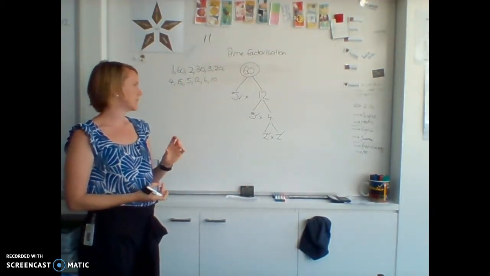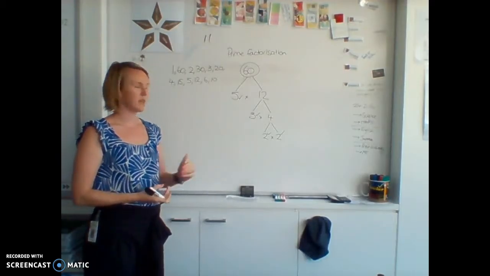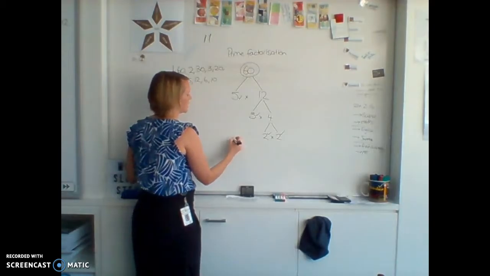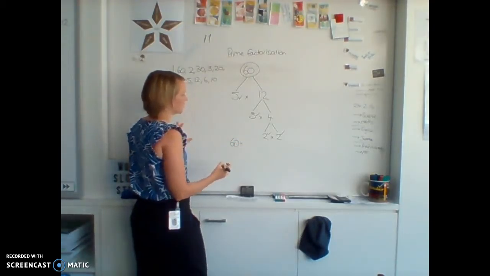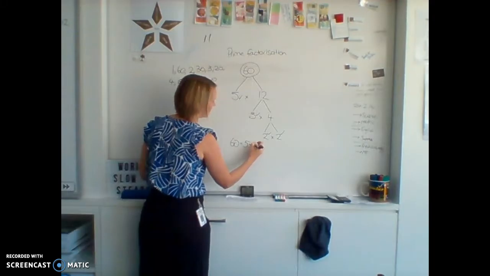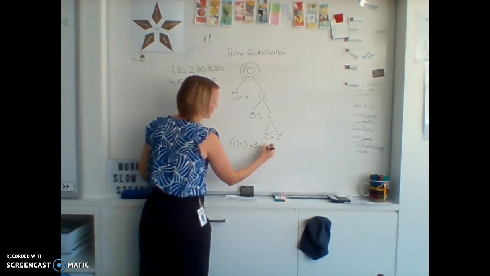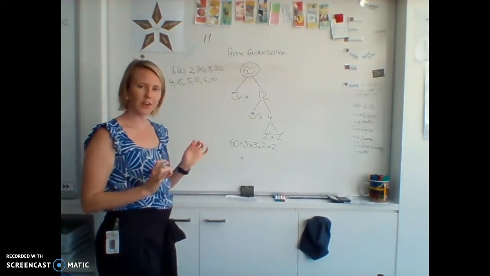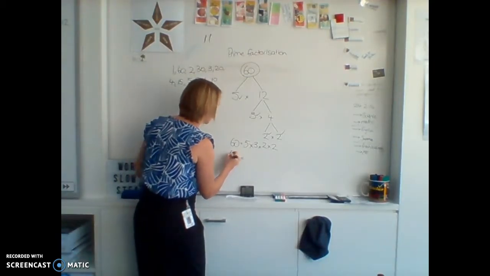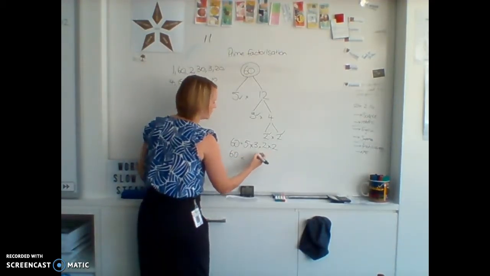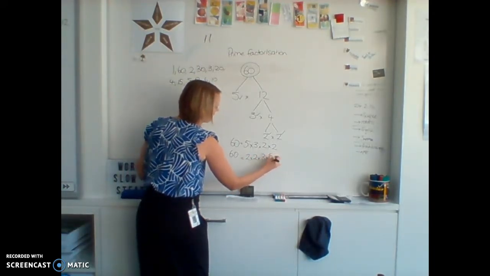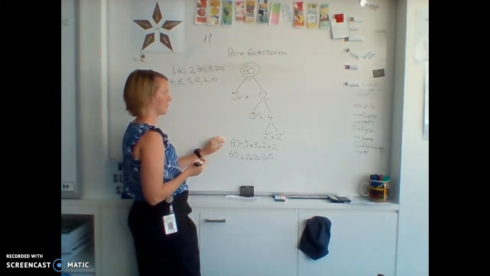The most important step is of course to write your sentence at the end explaining your answer in full. The way we do that for prime factorisation is 60 equals 5 times 3 times 2 times 2. And because I like things just so, and I'm a bit pedantic, I like you to write them in ascending order. That would mean the 2s belong at the start, then the 3, then the 5. And that is a better answer than that one.